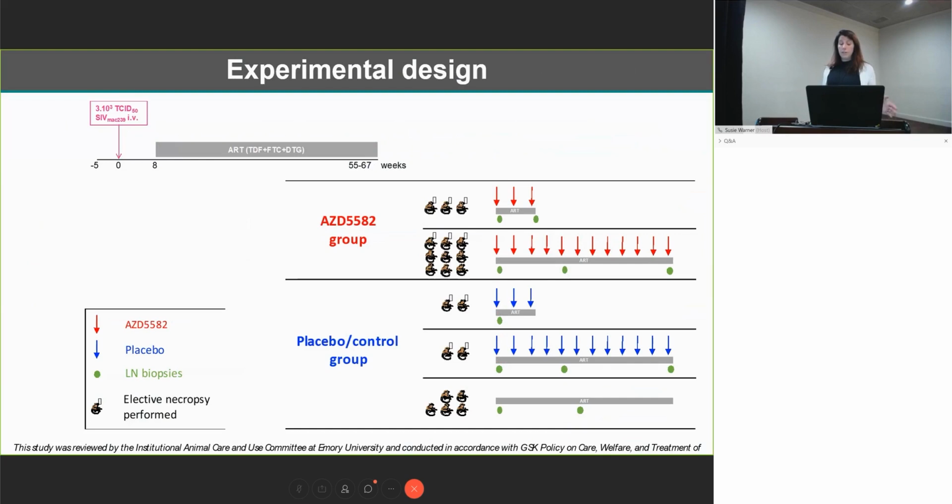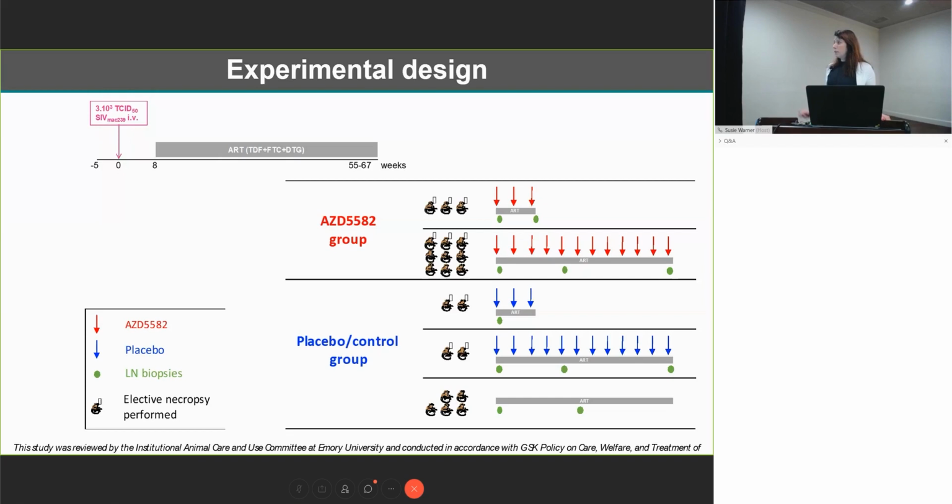We designed an in vivo study in ART-suppressed HIV-infected rhesus macaques. 21 monkeys were infected IV with 3,000 CCID50 of the nef-open SIVmac239. After 8 weeks of infection, we initiated a potent ART regimen that included TDF, FTC, and DTG. After 55 to 67 weeks on ART, 12 of the monkeys received weekly infusions of AZD5582. 3 of them received 3 doses of AZD5582, and 9 of them received 10 doses of the SMAC mimetic. We also included a group of 9 control rhesus macaques.